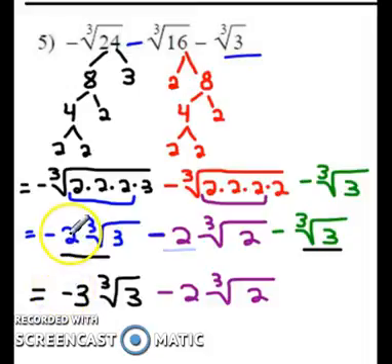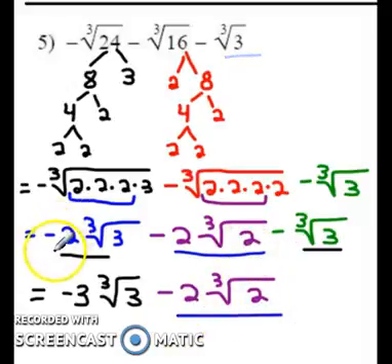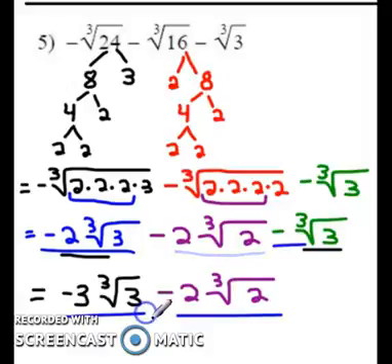So I'm going to go ahead and combine like terms. Notice I only have one term that's a cube root of 2, so it stays a cube root of 2. So I'm going to go minus 2 minus 1. That's how I got minus 3 cube root of 3.